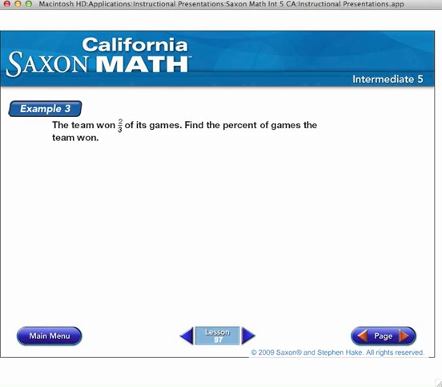Okay, the team won 2/3 of its games. Find the percent of games the team won. In this problem, if I was to try to solve it like this, I would run into problems because 3 does not go into 100 evenly. So I can't multiply by one whole number in order to reach 100. So instead, we're going to multiply by 100%.